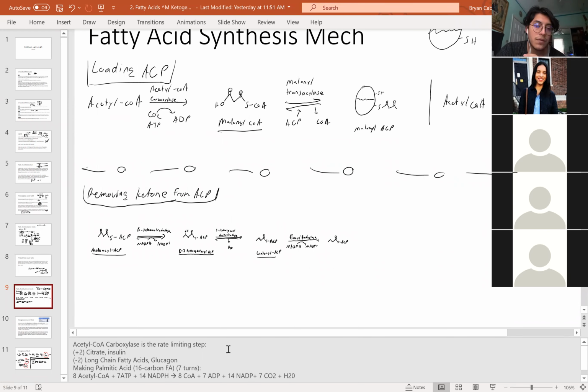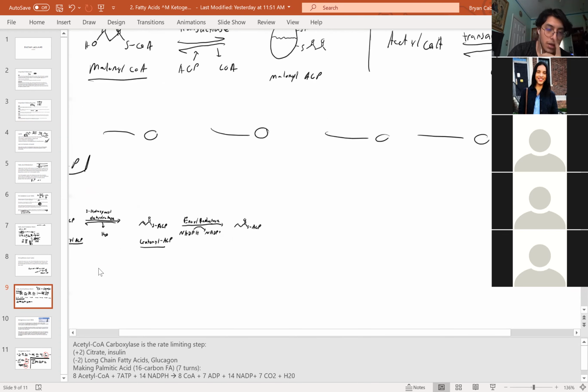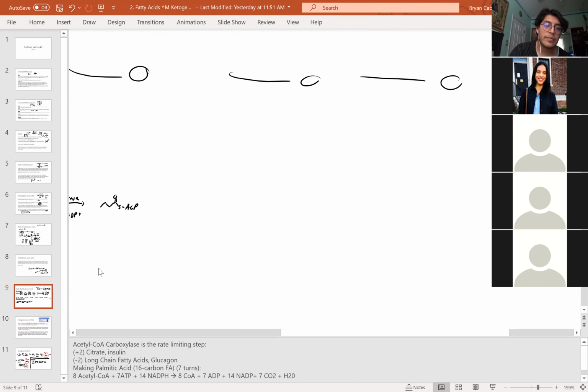Okay, any questions thus far? Okay, if not, let's go through a quick exercise. Let's say we're trying to produce a 16 carbon fatty acid. Just tell me how many acetyl-CoA you're going to need. And don't cheat, I know you guys can see the bottom, but don't look at it if you want to practice. So how many acetyl-CoA are you going to be using?